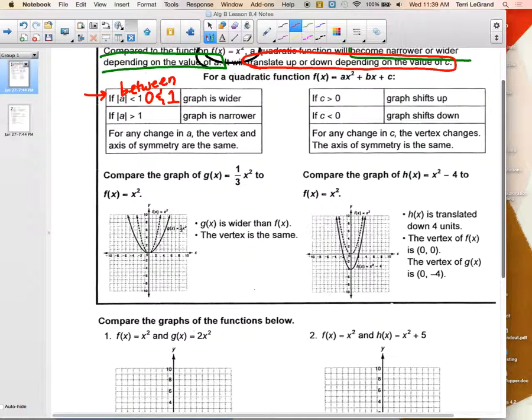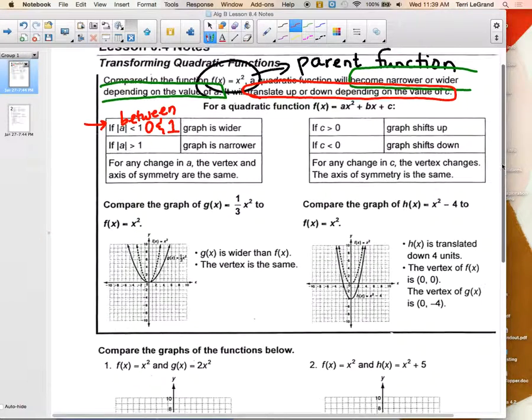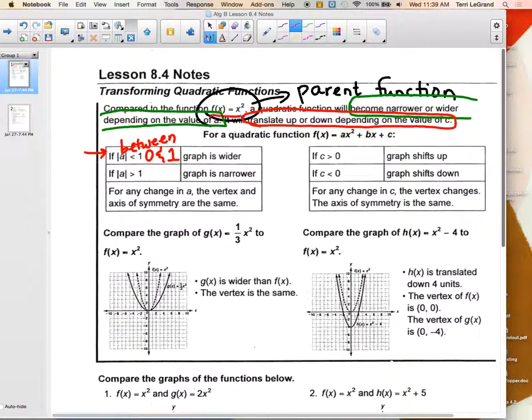If the absolute value of a is greater than 1, so that just means more than 1, anything greater than 1, and notice 1 isn't included in either of these descriptions, because what's the a value of the parent function? What is the a value of the parent function? Right here. This guy. What's the a value? It's 1.